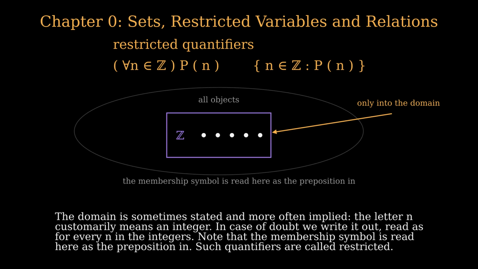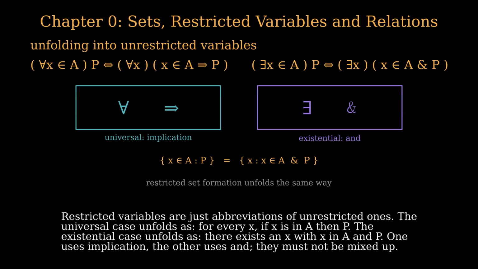Such quantifiers are called restricted. Restricted variables are just abbreviations of unrestricted ones. The universal case unfolds as, for every x, if x is in A then P. The existential case unfolds as, there exists an x with x in A and P. One uses implication, the other uses conjunction, and they must not be mixed up.